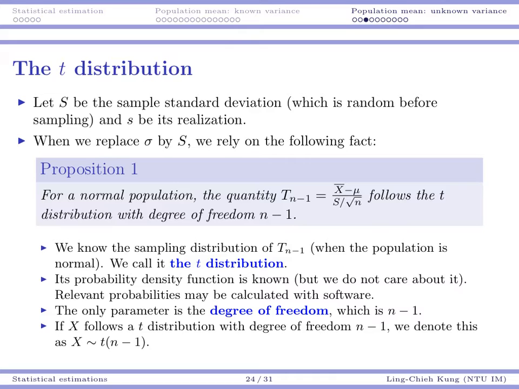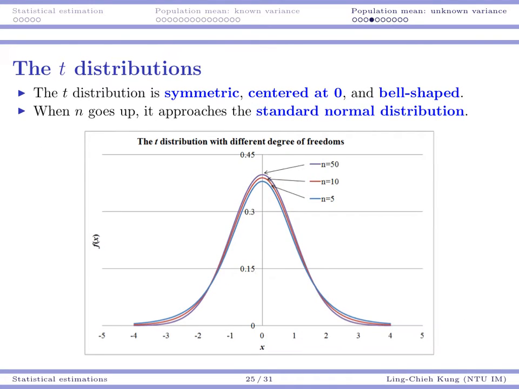Okay, so when you have different sample sizes, later you are going to need a different parameter to input into your Excel or whatever software function. In general, if capital X follows the T distribution with degree of freedom n minus 1, then we use this notation: capital X follows a T distribution with degree of freedom n minus 1. Okay, let's see how to use it to do our estimation.